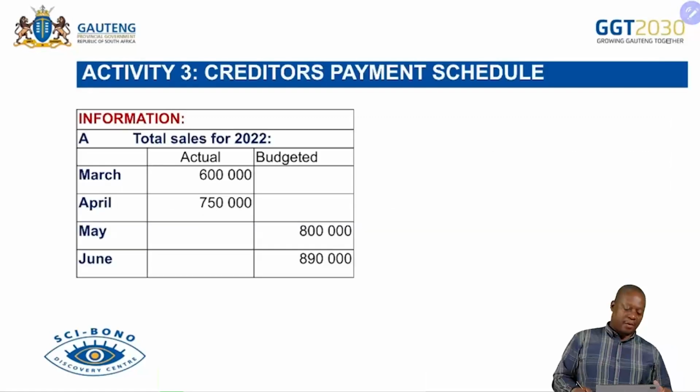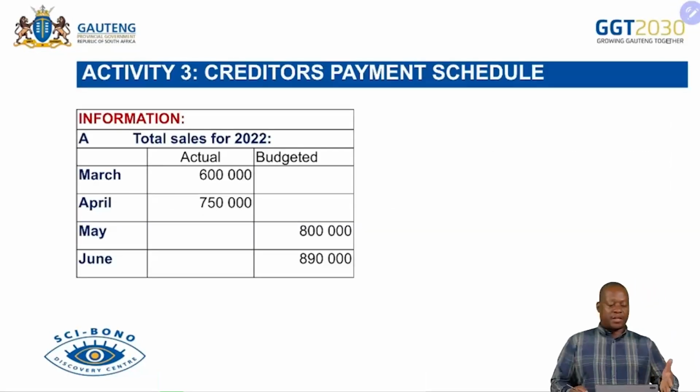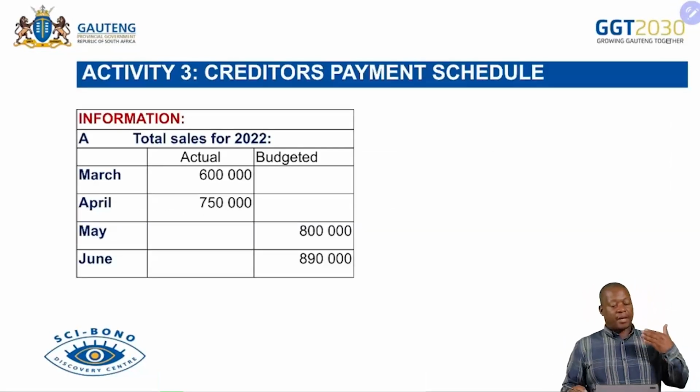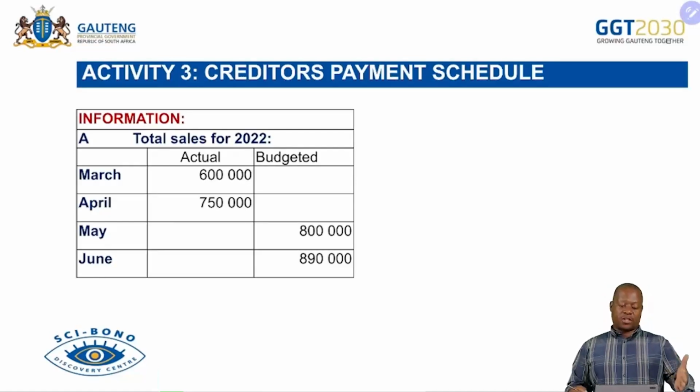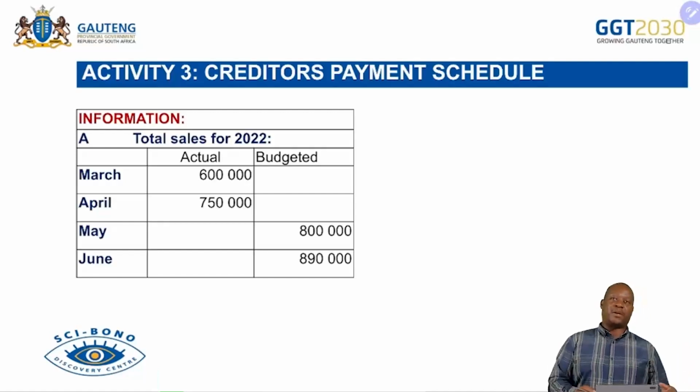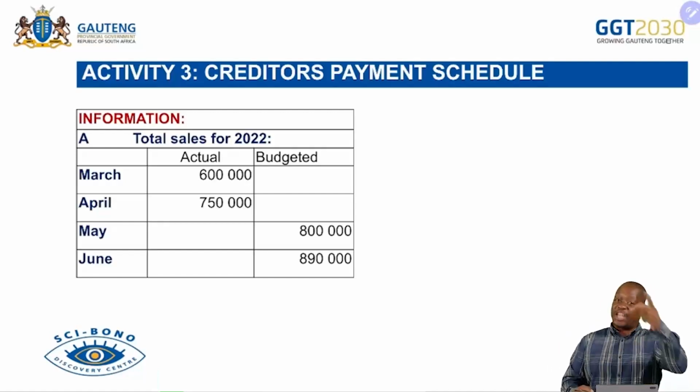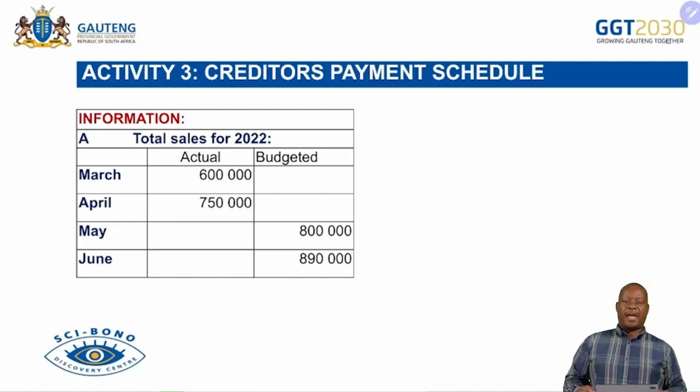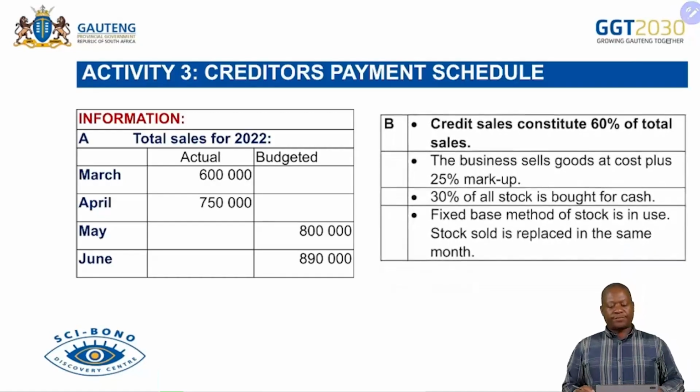Let's see from the information that is given. We are given the sales. Actual sales for March and April and budgeted sales for May and June. Right. Now, it therefore means this information, we got it somewhere between April and May, at the start of May, because we already have the actual figures for March and April. But we are projecting when it comes to the months of May and June.